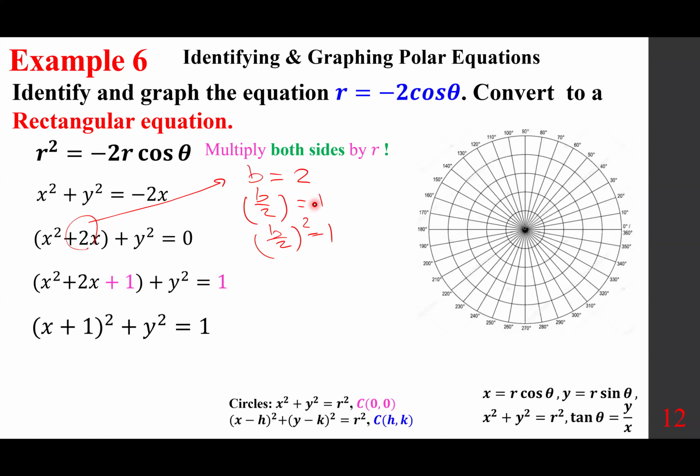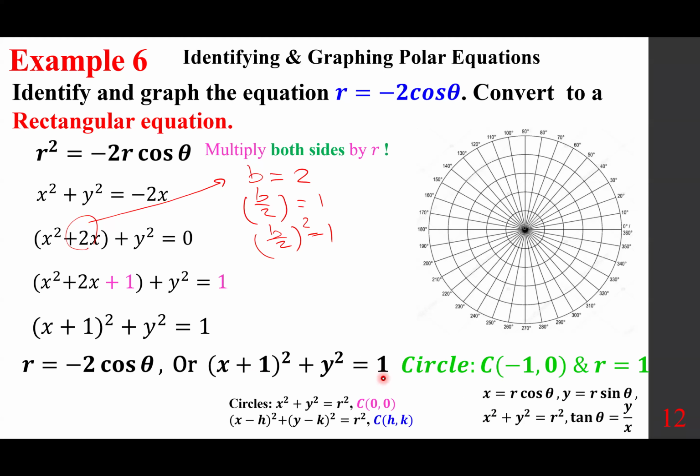So this equation in polar format, this equation in rectangular format are the same. This one, we recognize it as a circle centered at negative 1, 0. Radius is square root of 1, which makes it 1. So we should have no problem with this recognition, everybody.